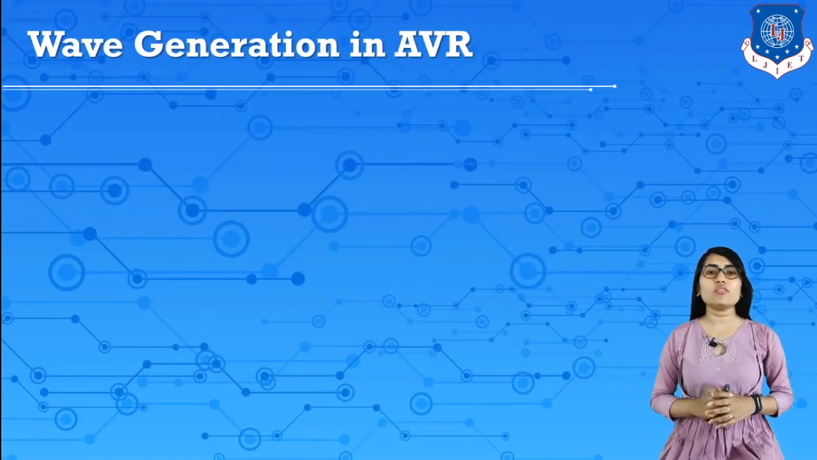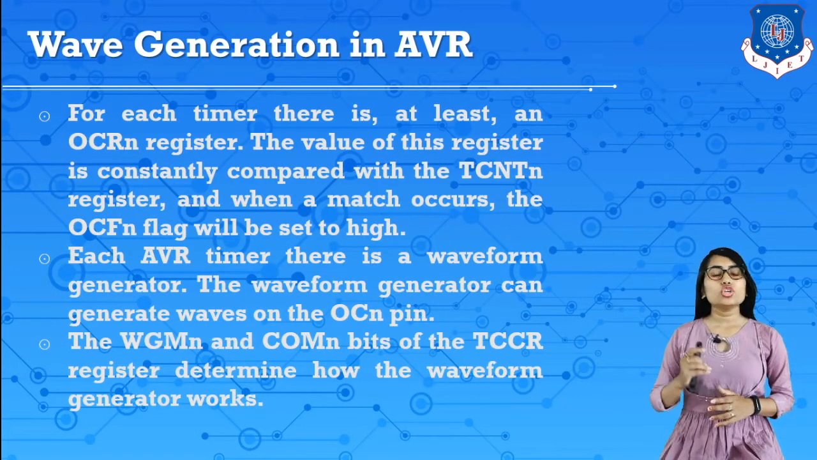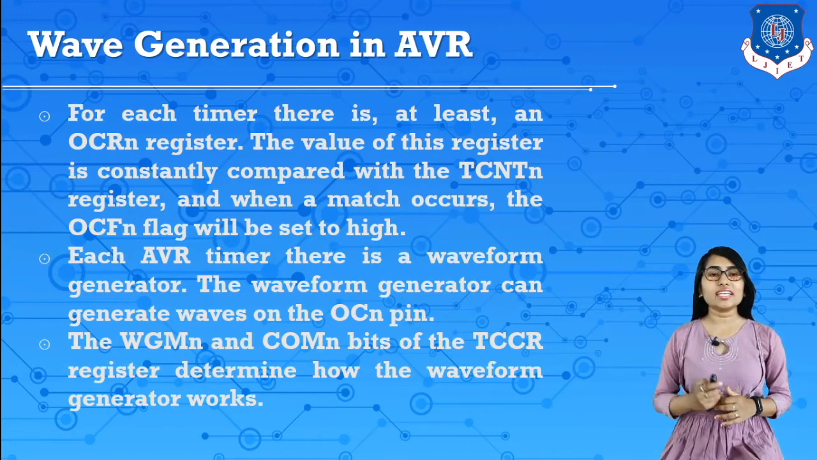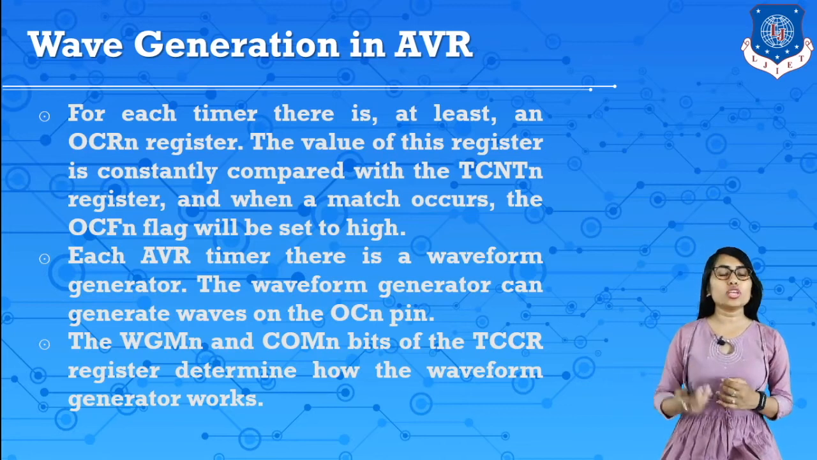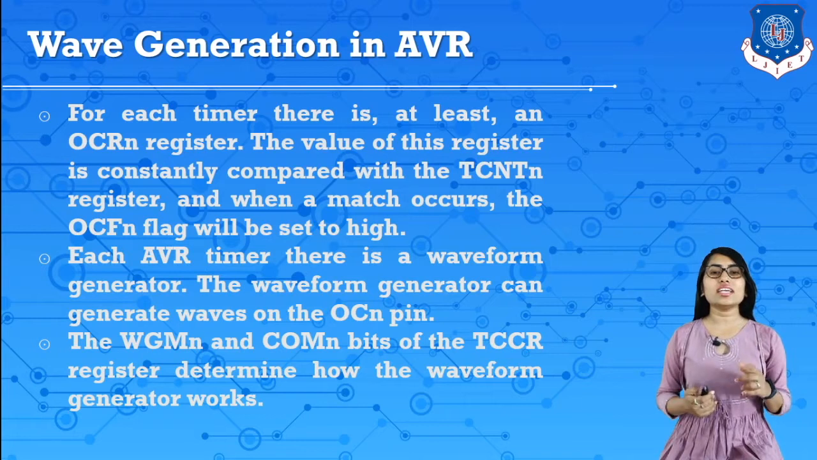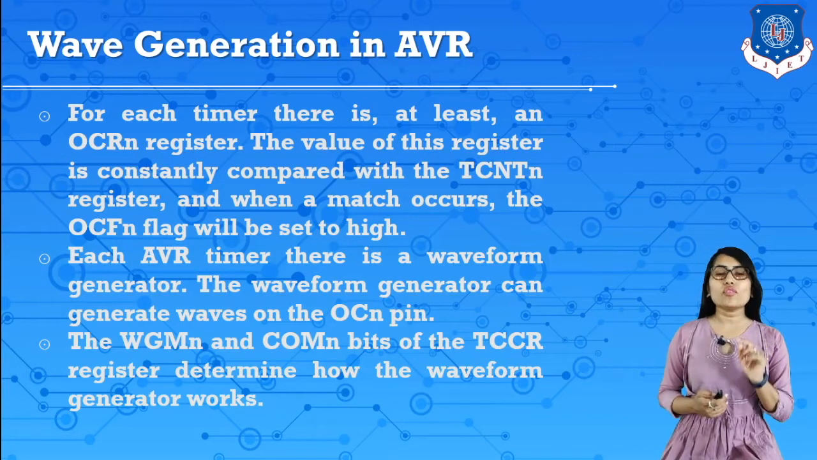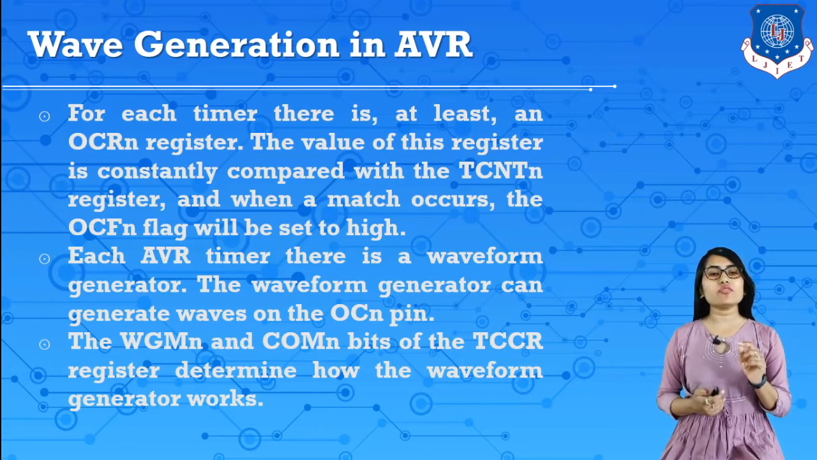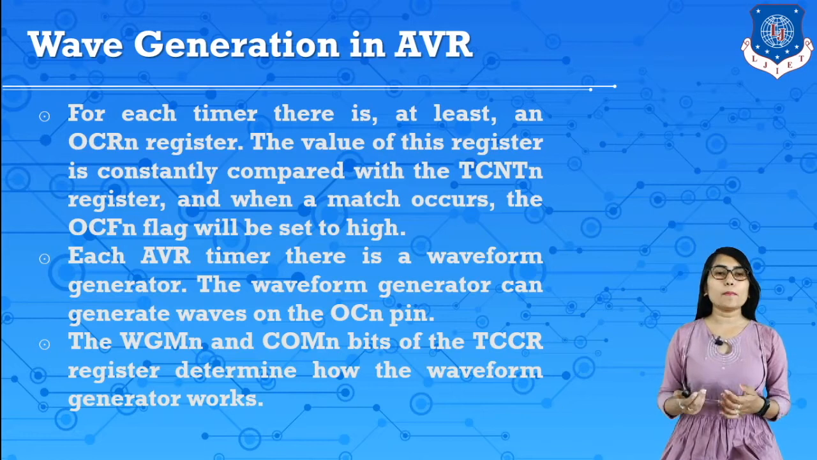Now next we have wave generation in AVR. For each timer there is at least one OCR, that means output compare match register. The value of this register is constantly compared with the TCNT register in CTC mode. So when a match occurs, the OCF flag will be set to high. OCF means output compare match flag.